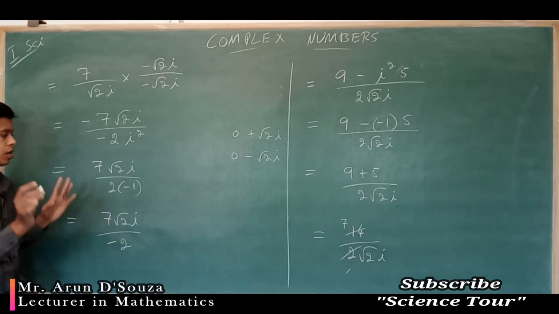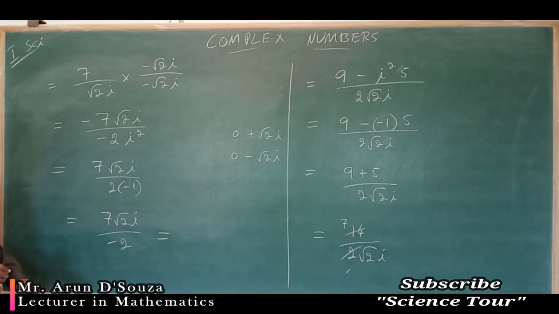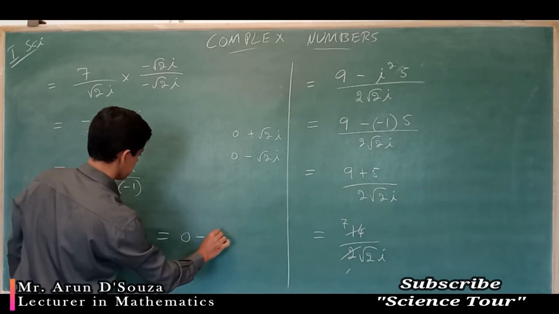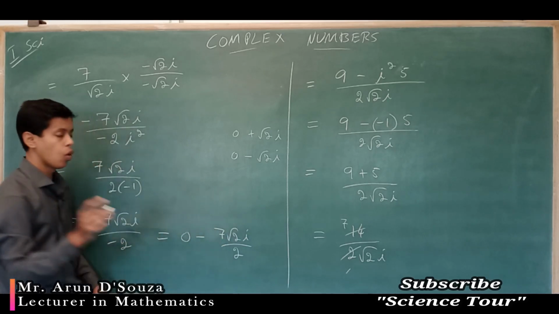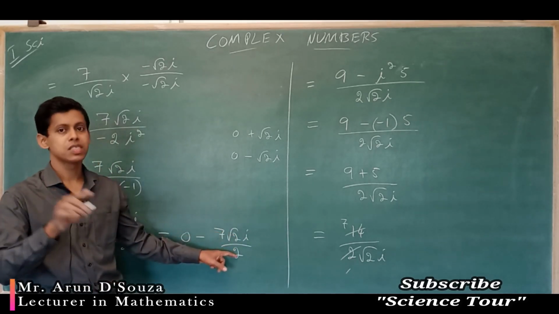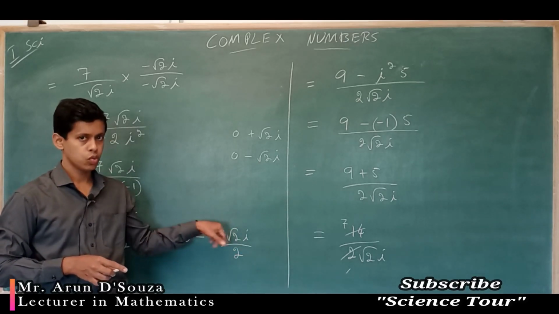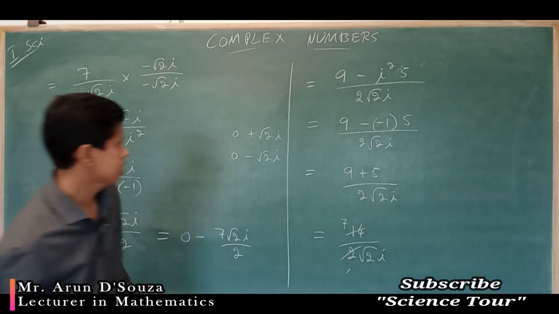Okay. So finally, what you can write is 0 minus 7 root 2i by 2. Or if you want to simplify further, see this root 2 and this 2 can be simplified. How? This can be written as root 2 into root 2. One root 2 can be cancelled. Okay. So do you want to do that? Yes.